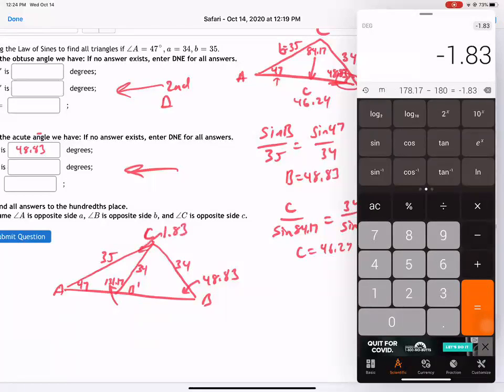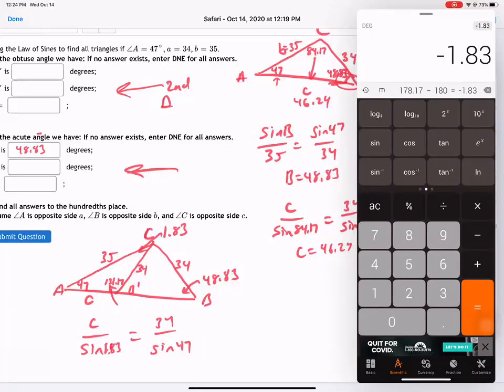Let me do that again. 180 minus the 48.83 gives me my obtuse angle, which is 131. We add that to the angle 47 that's already there, and we subtract it from 180 to get our third angle. So it's 1.83. Now I can find side C. C over sine 1.83 is equal to 34 over sine of 47.